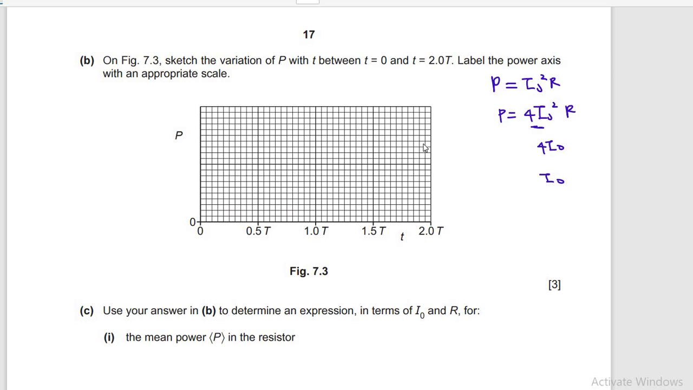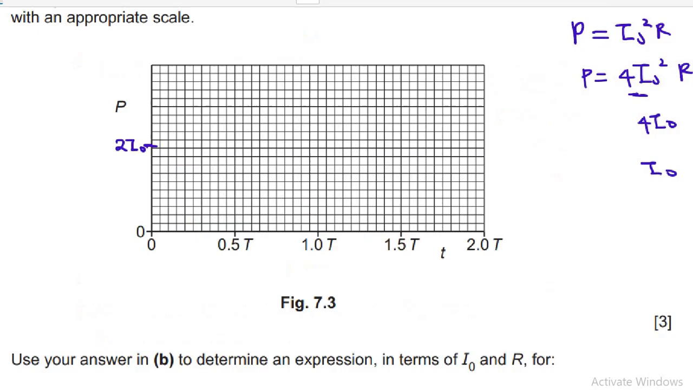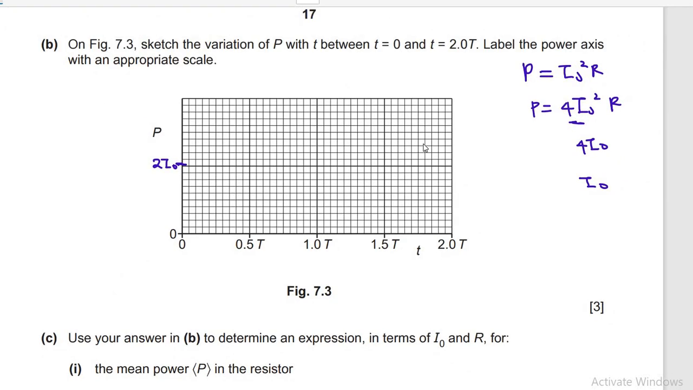Okay, let me do it like this. So if this place is 2I0, somewhere here, 1, 2, 3, 4, somewhere here, 1, 2, 3, 4, 5. Here is I0. This is 3I0. And this is 4I0.